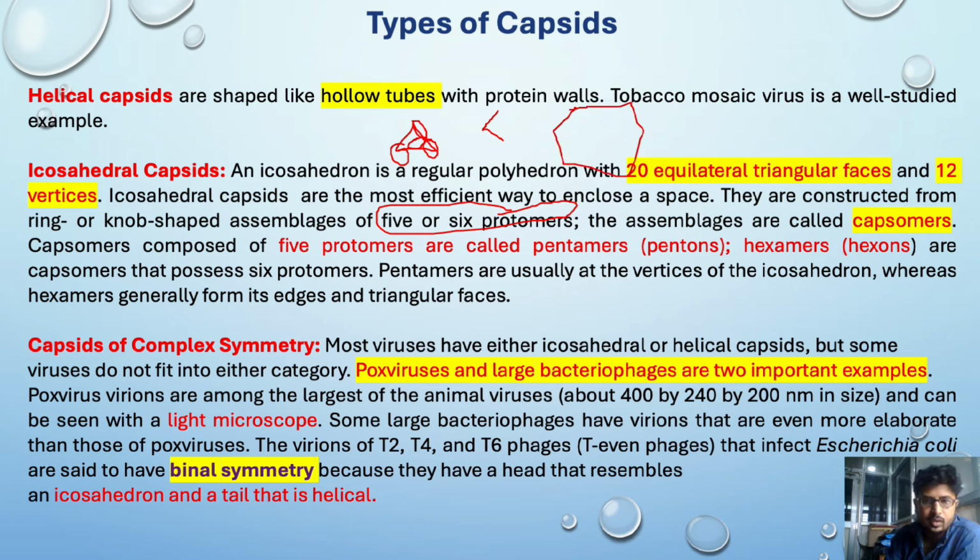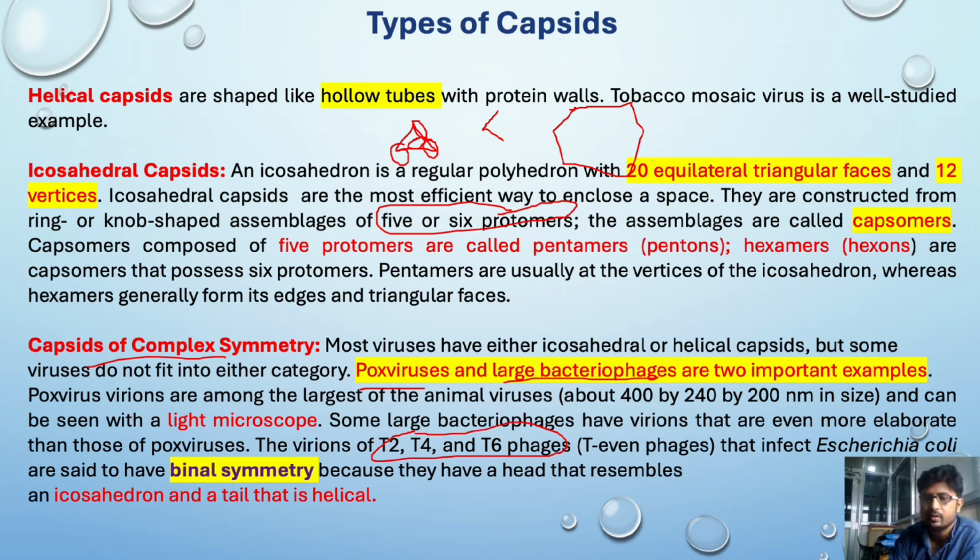So remember this point: protomers, capsomers, and ultimately it will show you as capsid structure or icosahedron structure, geometric structure. Now coming to the capsid of complex symmetry. Complex means they do not contain either of these structures, but it may be a combination of both. Generally pox virus and large bacteriophages, mainly T2, T4, T6, the T even phages. Even means 2, 4, 6 numbers represent T even phages.